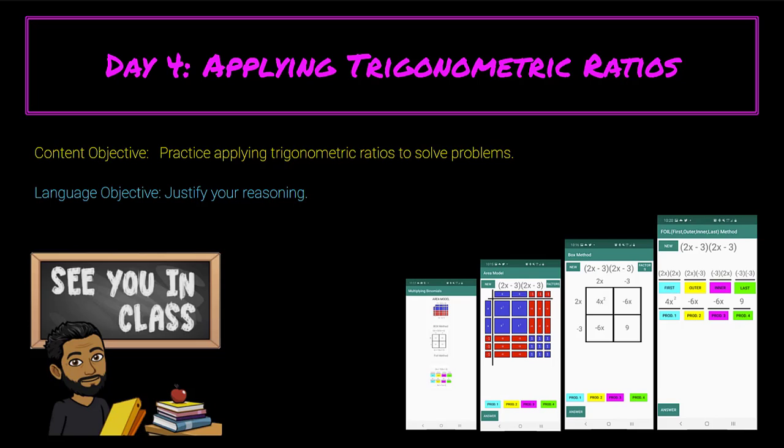Welcome back. Today is day 4 of our trigonometry unit. In this lesson, we'll be applying the trigonometric ratios to solve for missing side lengths of triangles. Hope you enjoy the lesson.